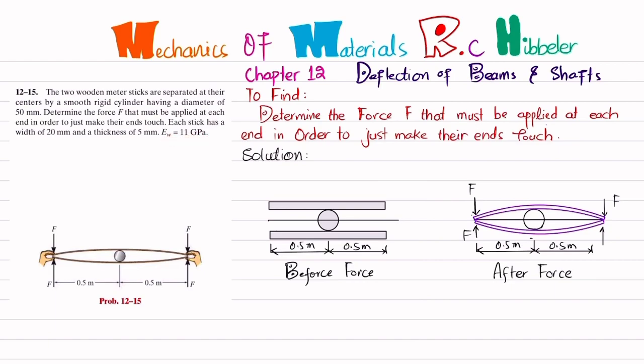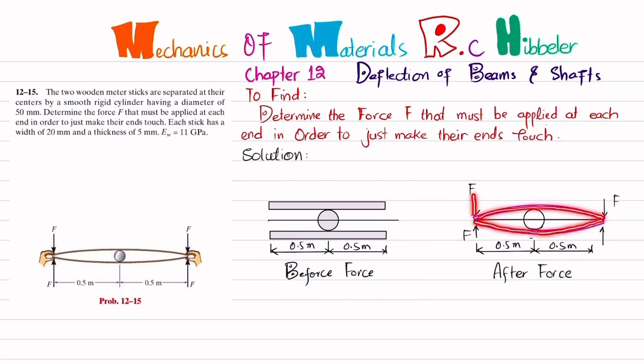So you can see this is wood stick number 1 and 2 that is separated by a rigid cylindrical body having a diameter of 50 millimeter. So its diameter is 50 millimeter. Now when force F is applied, it will just bend like this.